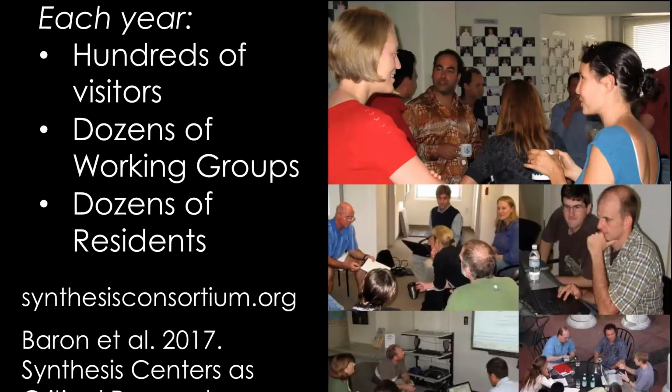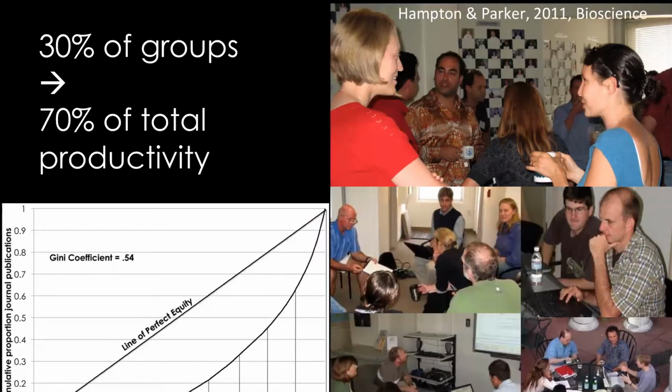Well, it turns out after 15 years, we had a ton of data on what sort of factors were associated with group productivity. And one of the things that we could see, John Parker, actually pictured here, tells me that this is completely normal, that this is what you see across all sectors of societies and all types of groups, that 30% of the groups contribute 70% of the productivity. And that's what you see at NCEAS, that you got lots of people being very productive, and then you have some that are just knocking it out of the ballpark.